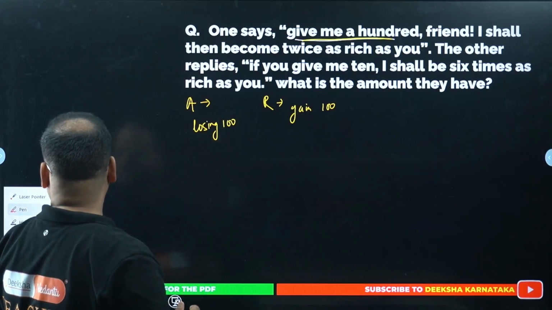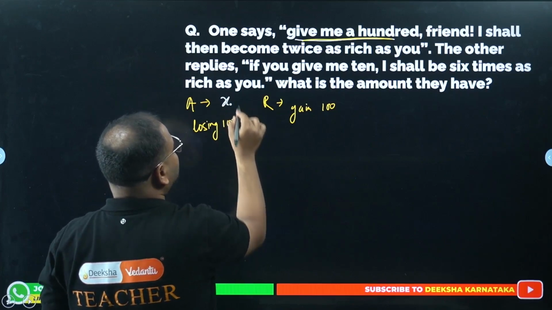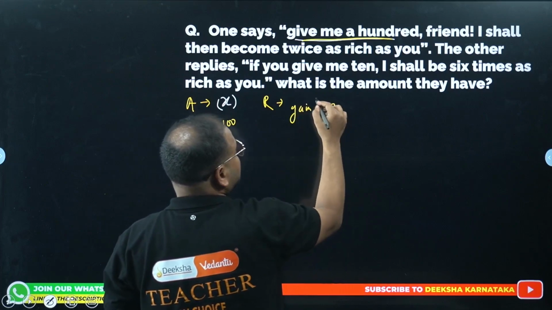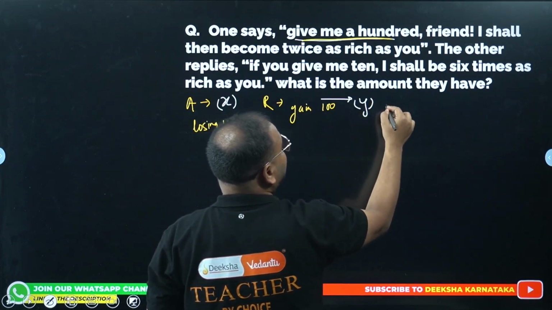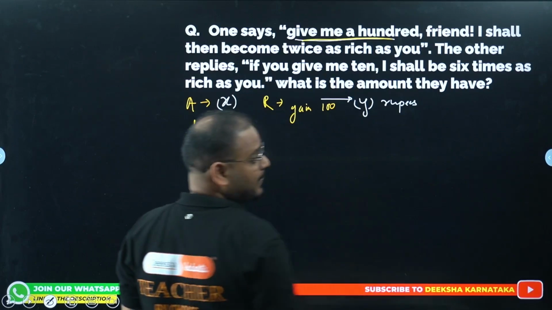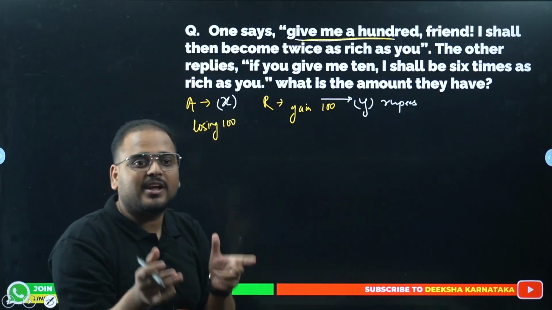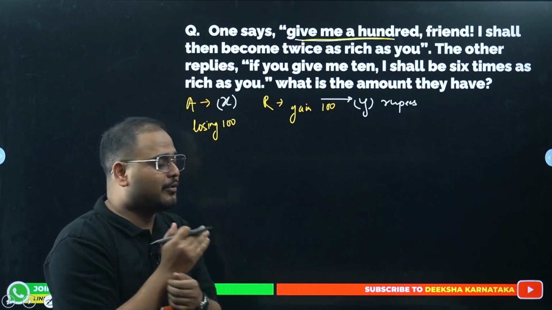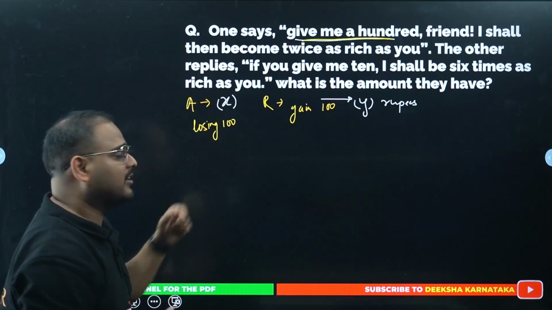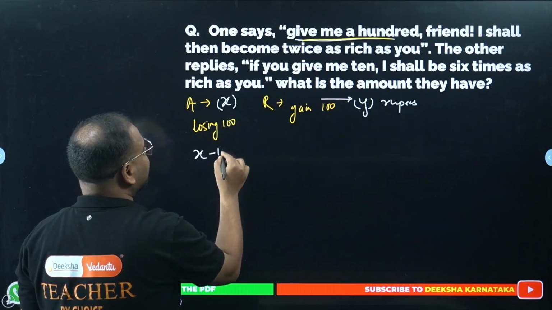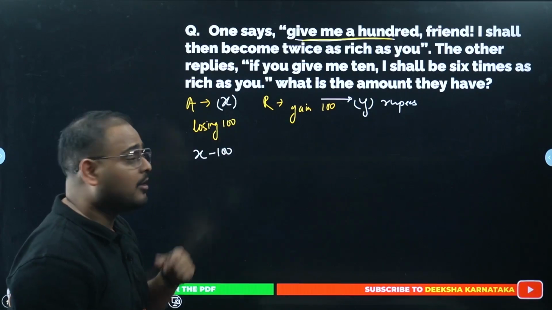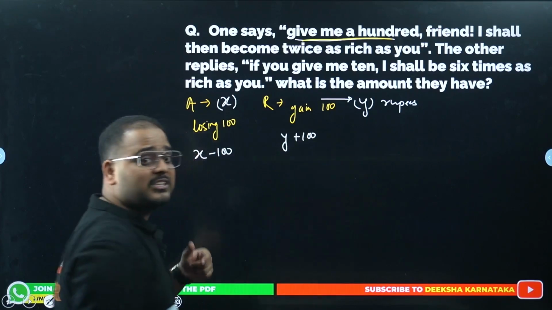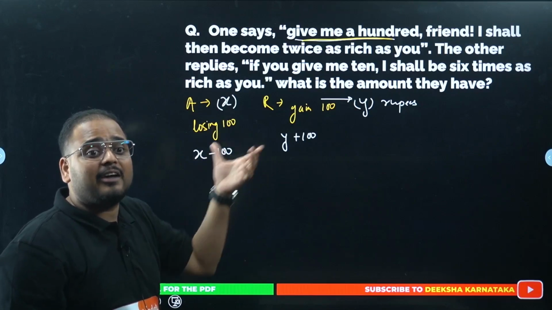Let's take the variables: Akash has x rupees and Ritu has y rupees in the beginning, before any transaction. Now when Akash loses 100, he has x minus 100. Ritu is gaining, so she has y plus 100. The statement is: x minus 100 and y plus 100.